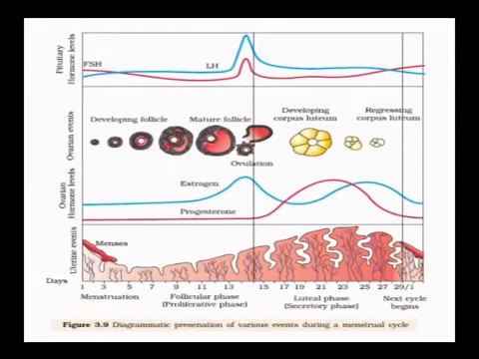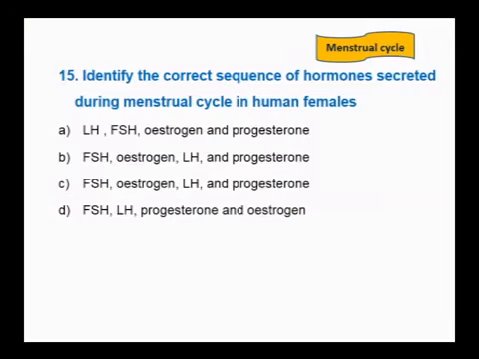This is the various events of the menstrual cycle. Identify the correct sequence of hormones secreted during the menstrual cycle in the human female.